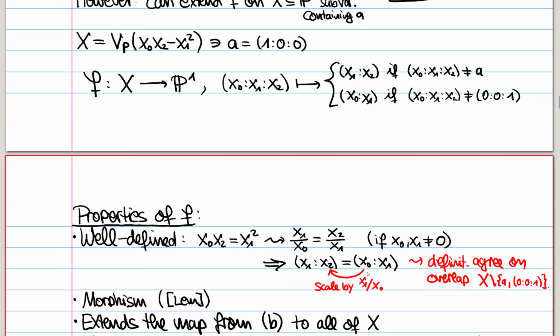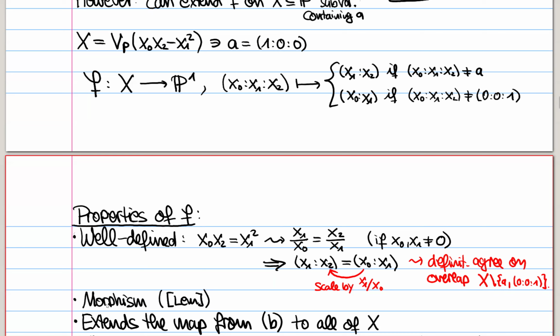And then you see this point here, the first image point, is the same as this point here, the second image point. And if you want to go from here to here, you just scale this vector here by the quantity x1 divided by x0. Clearly, if you scale x0 by this, you get x1. If you scale x1 by this quantity, this is the same thing as x1 times x2 divided by x1. This gives x2. So you see, if you satisfy this equation here, then these things are really the same. This shows that the two possible definitions for such points here of f of x agree on this overlap.